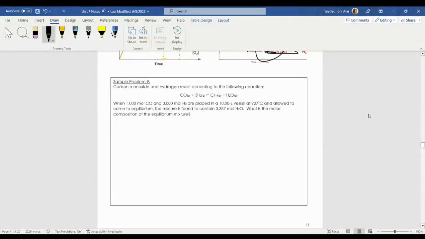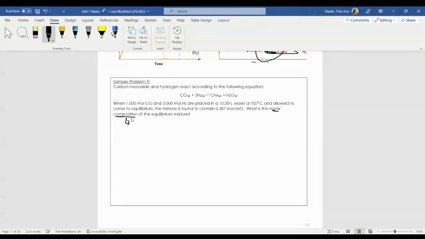So this one says carbon monoxide and hydrogen react according to the following equation. So when 1 mole of CO and 3 moles of H2 are placed in a 10-liter vessel at 927 degrees Celsius and allowed to reach equilibrium, the mixture is found to contain 0.387 moles of water. What is the molar composition of the equilibrium mixture?